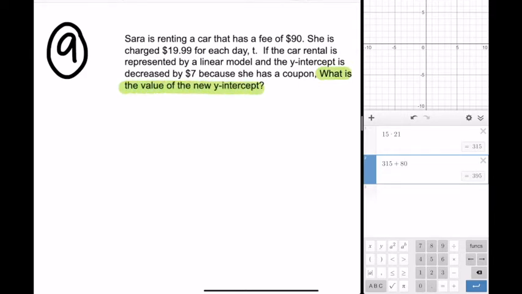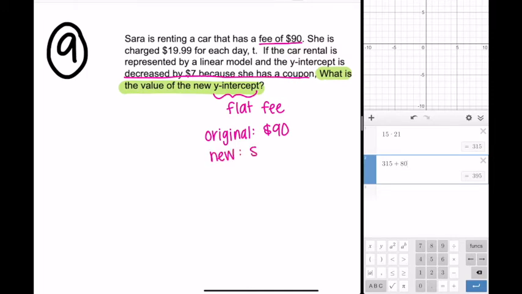Well, the y-intercept is always the flat fee. So what was the flat fee to begin with? Well, the original flat fee was $90. But notice that it also says she has a coupon and it's decreased by $7. So we would take that original fee and subtract $7, bringing her total for the flat fee down to $83.